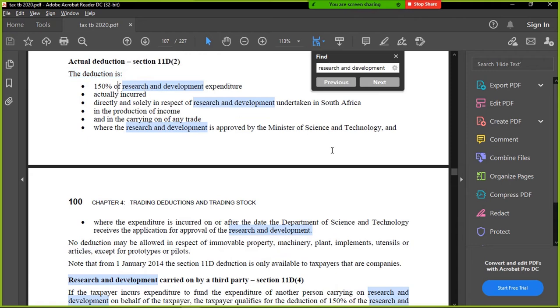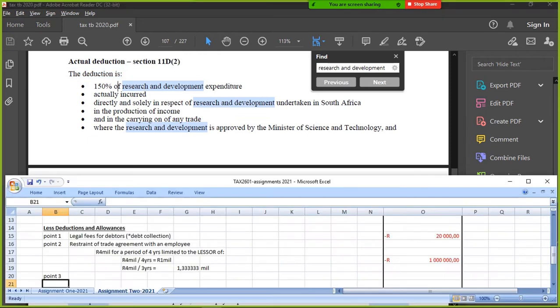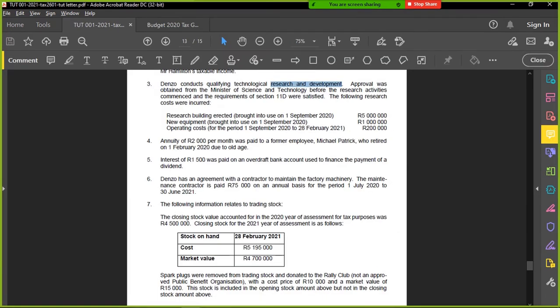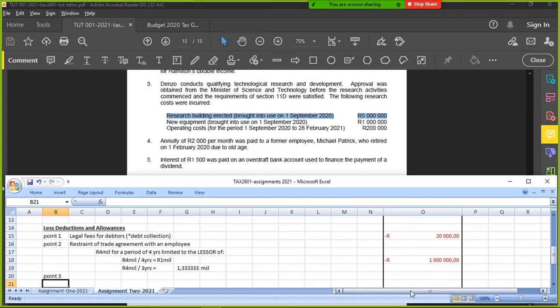All right, so research and development expenditure, let's go. Point number 1, the first bullet that we had was research building erected, brought into use on 1st September 2020. Is this going to have a section 11D deduction? No, it won't. Do you agree? Yes. Okay, so research building.